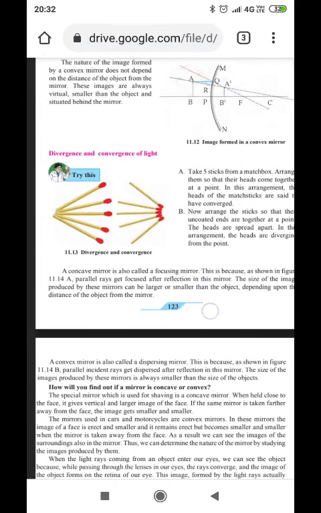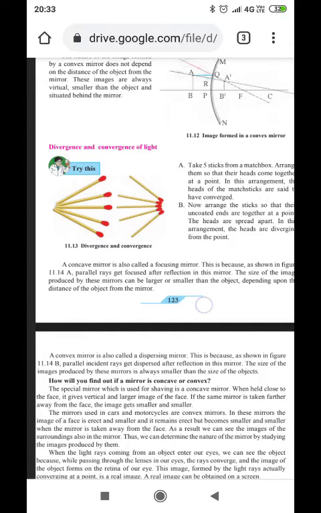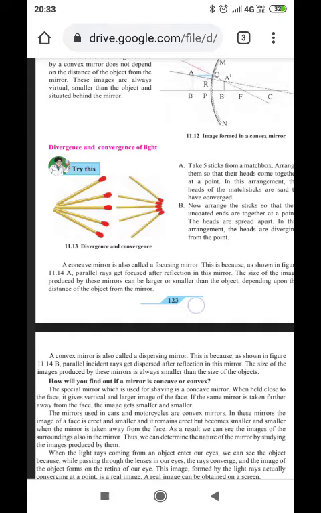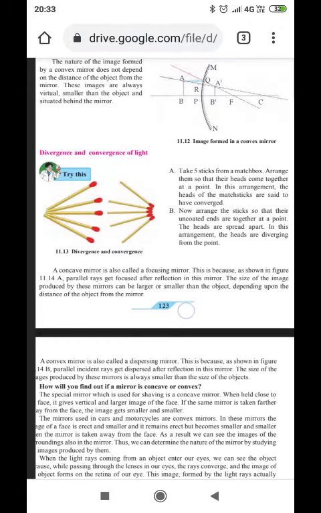Now convergence and divergence of light. What is actually convergence and divergence? Diverge means when the rays of light spread out. Here, in order to explain convergence and divergence, one small demonstration is being done. Consider a demonstration named A.